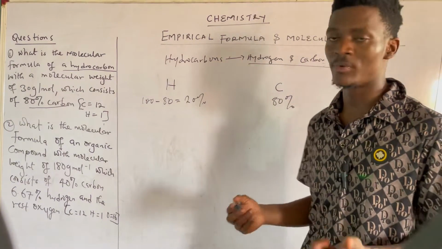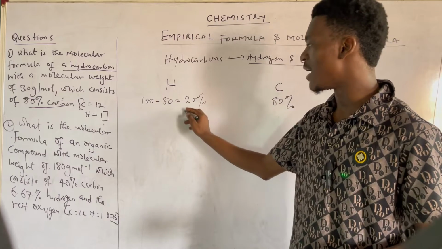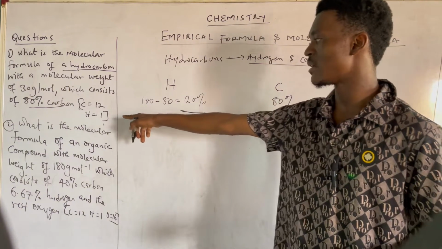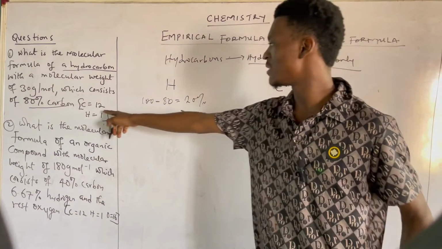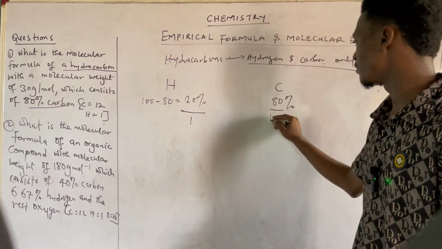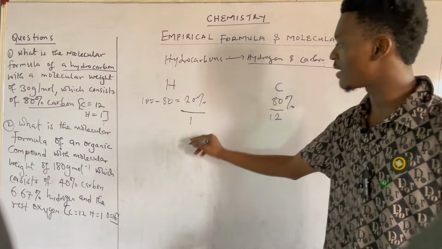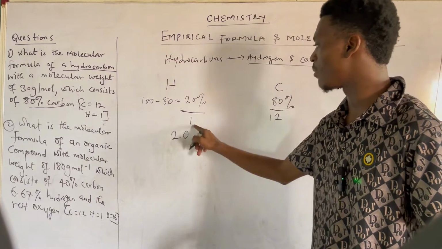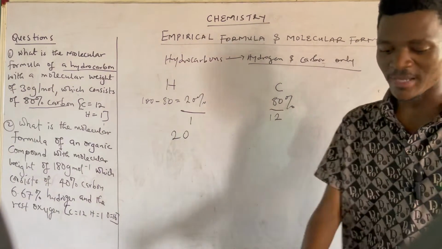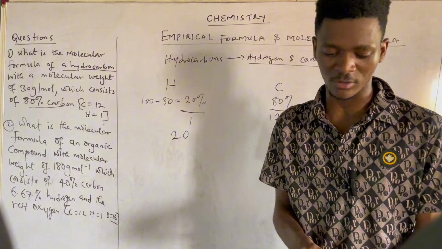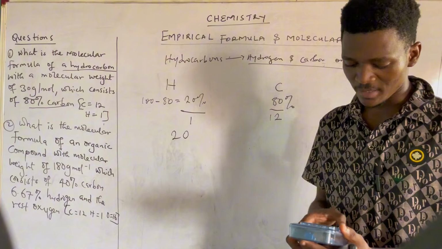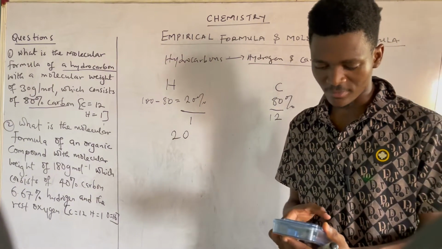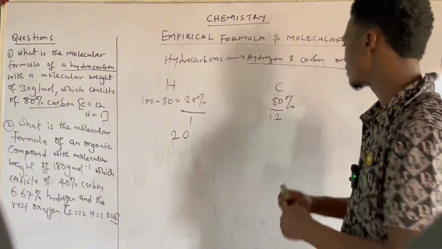Then what did I tell you you must do? You divide this by its relative atomic mass, which is 1, and you divide this by its relative atomic mass, which is 12. Alright? So this gives us 20, because 20 by 1 is 20, and 80 by 12, with the help of our calculator, let's quickly look at that now. 80 divided by 12 gives us 6.67.